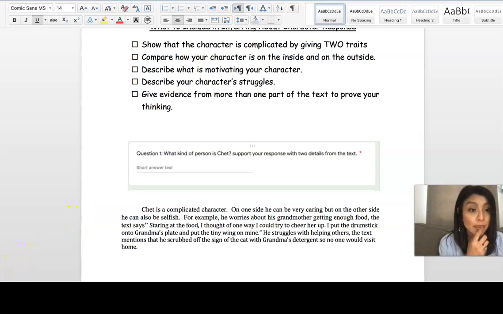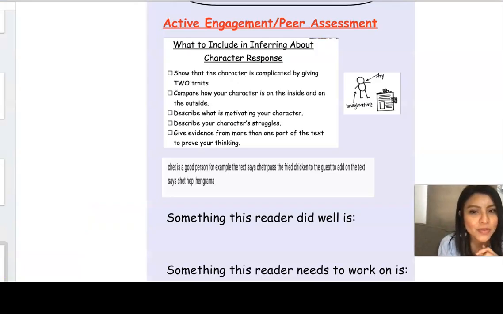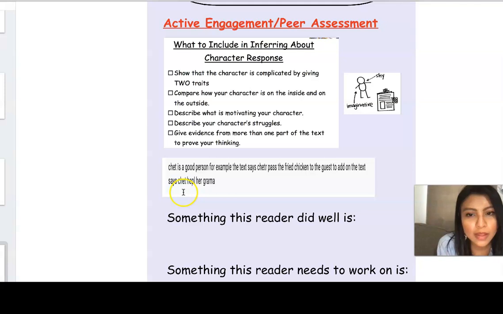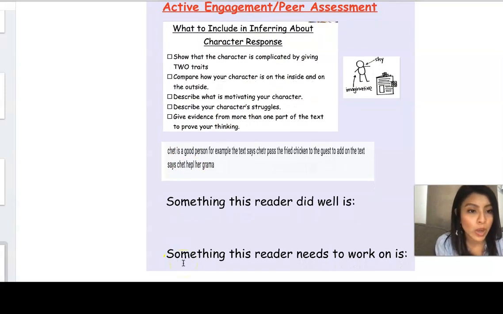So help me to do a peer assessment now. To answer the question of what type of person is Chet, this reader wrote, "Chet is a good person. For example, the text says, Chet passed the fried chicken to the guests. To add on, the text says, Chet helped her grandma." So now, using this checklist, pause the video and think of something this reader is doing well, and think of something this reader needs to work on. Go ahead and try it.